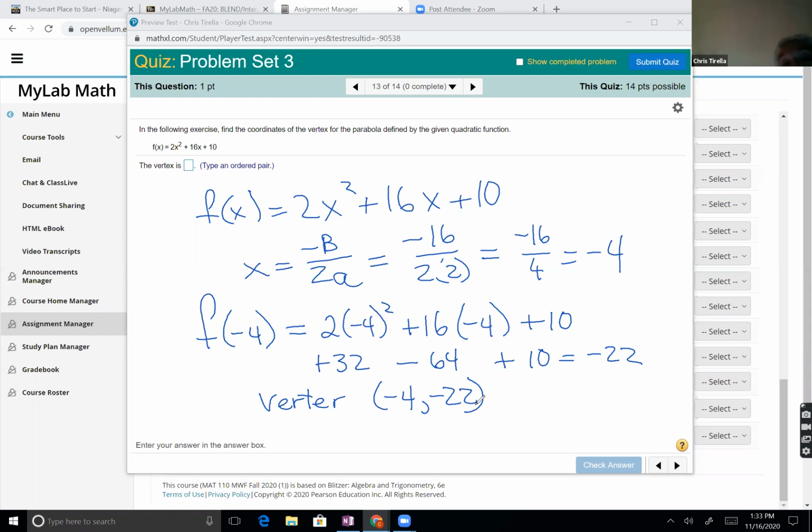Is everybody all right with using the -b over 2a to get the x value, and then substituting that into your function to get the corresponding y value? Any questions? If not, can I clear it?